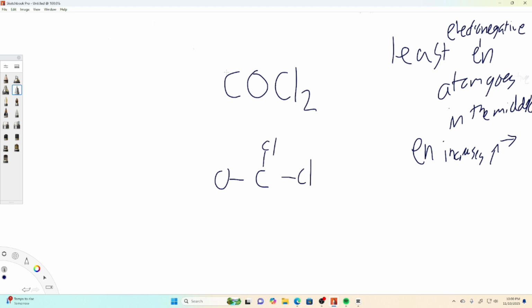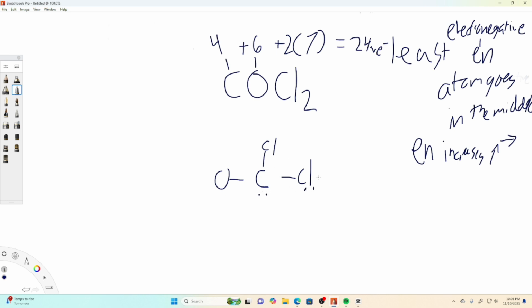So now let's figure out how many valence electrons are in this molecule. We will start with carbon. So 4 plus 6 valence electrons in oxygen plus 2 times 7, because there are 2 chlorines, 7 valence electrons in chlorine. So you get 10 plus 14 is 24. So you have 24 valence electrons.